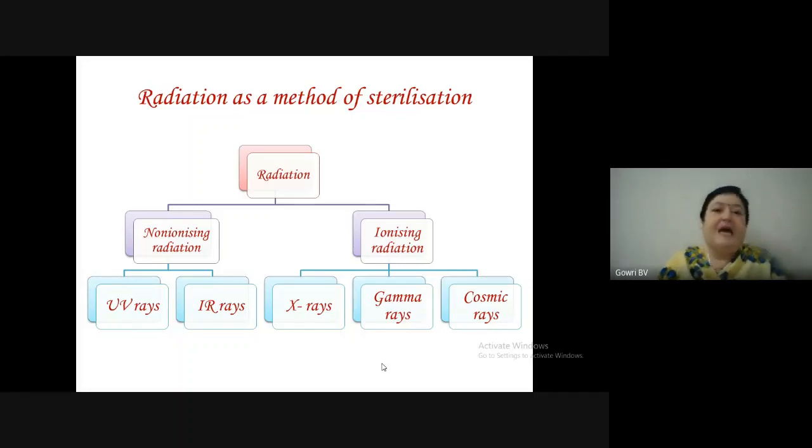So I repeat, radiation as a method of sterilization is of 2 different types commonly employed in a microbiological laboratory, the non-ionizing radiation and ionizing radiation. An example of non-ionizing radiation is UV radiation and infrared rays. And for ionizing radiation, we have 3 examples, the X-rays, the gamma rays and the cosmic rays.